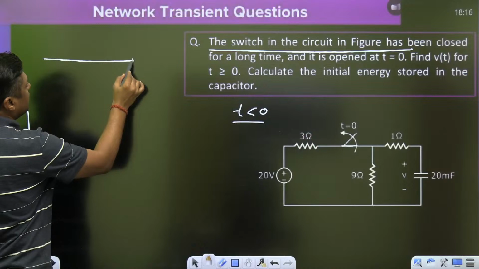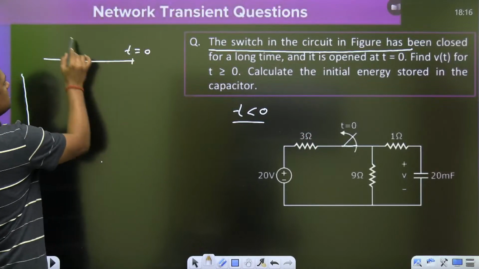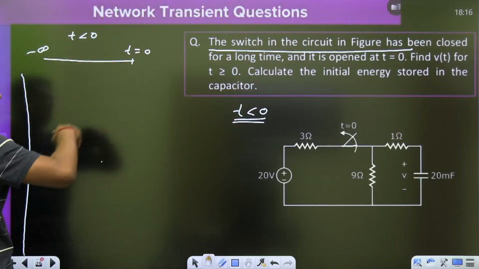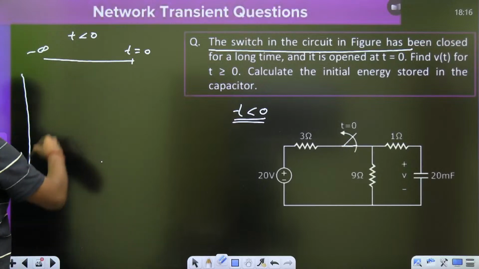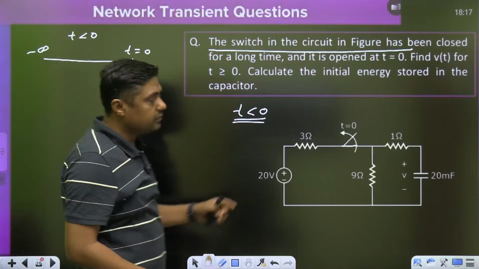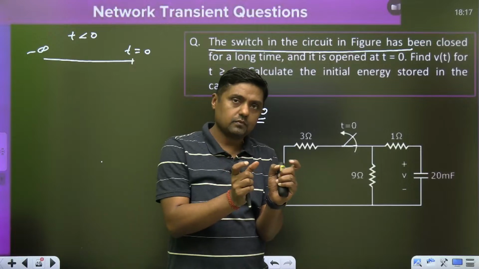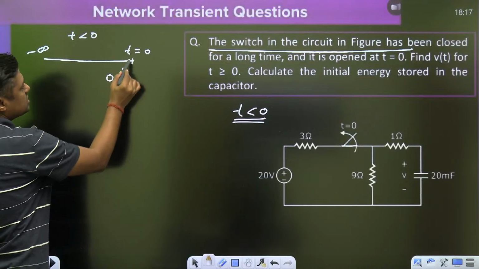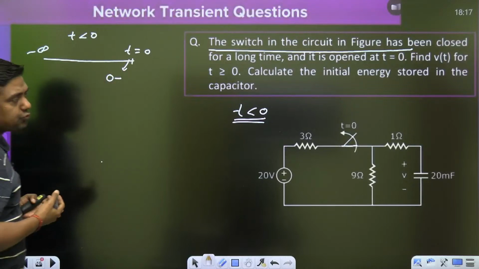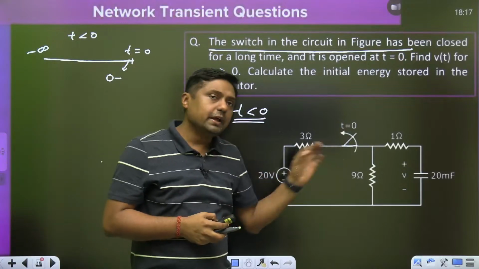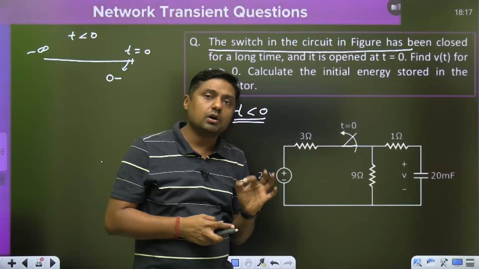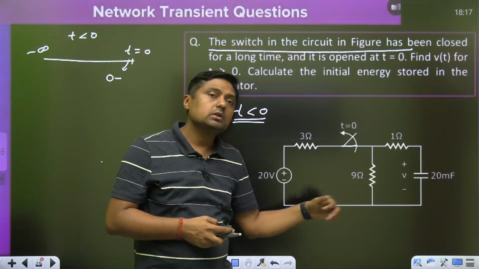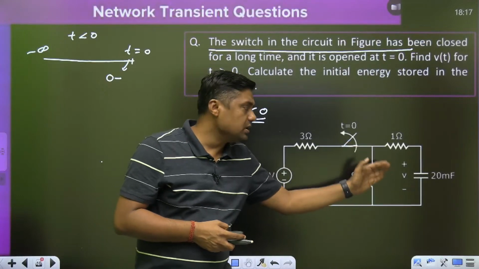Long time means for t less than 0, you can also say from minus infinity, meaning it will take sufficient time so that the capacitor will fully charge. Exactly at 0 negative, it is coming from minus infinity up to 0 negative, just before switching. This is called just before switching. So the capacitor is fully charged because it is a DC voltage. Therefore, exactly at 0 negative, again the circuit is in steady state with the switch closed. Therefore, the capacitor acts as an open circuit.